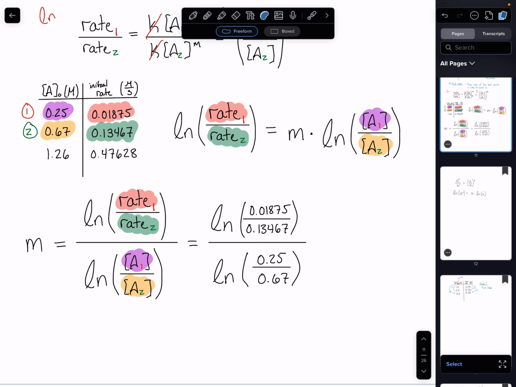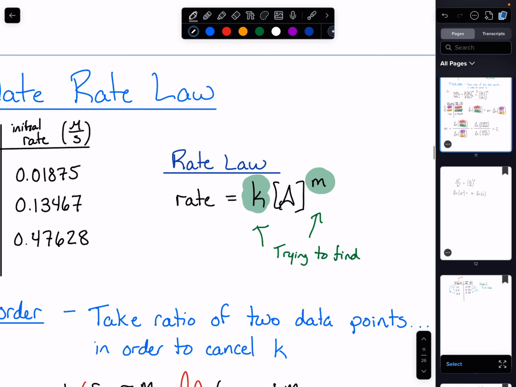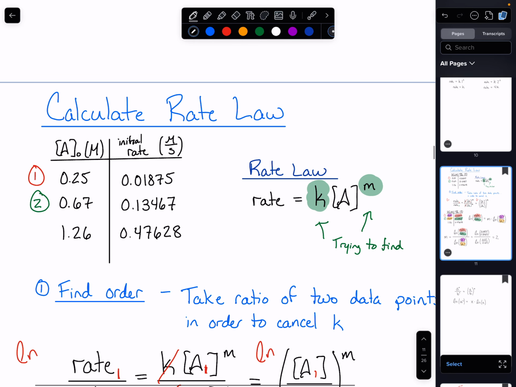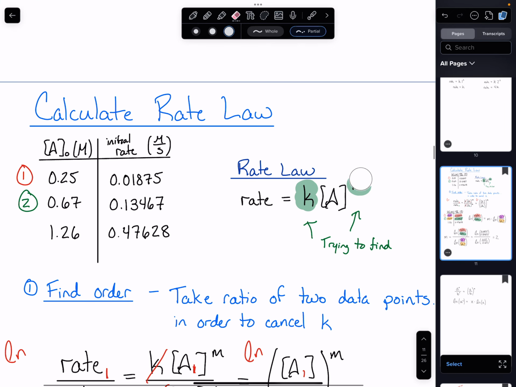After all that hard work, what do we get for the order of our reaction here? 2. So buried in this big ugly data set here is just a second order reaction. Now what we would do is go back up to our rate law. We said we were trying to find these two values here, our rate constant K and our order. Well, now we've done one of them. We're going to substitute in for that order a 2. And now we got one more missing variable, our K, our rate constant.